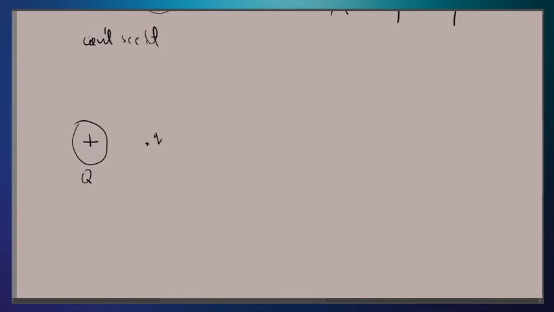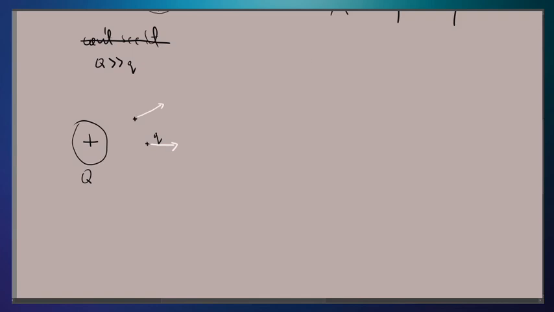And I'm going to specify here that Q is a lot bigger than little q. Now what would be the effect here? Well, the effect would be that there would be a push in this direction. Now suppose that I took this positive charge and I placed it here instead. So I'm going to take the little q, I'm going to put it here. What would be the effect? The effect would be that there would be a push in this direction.